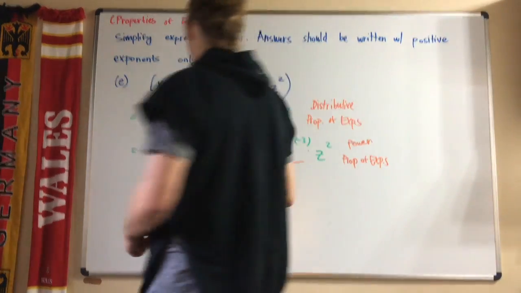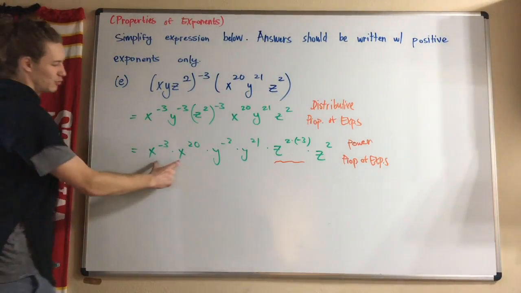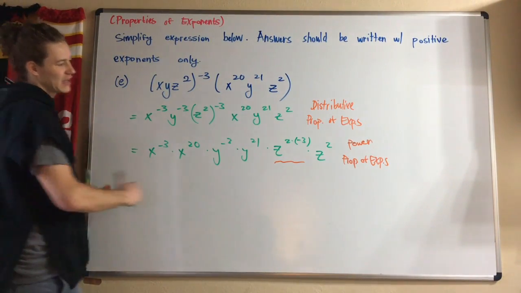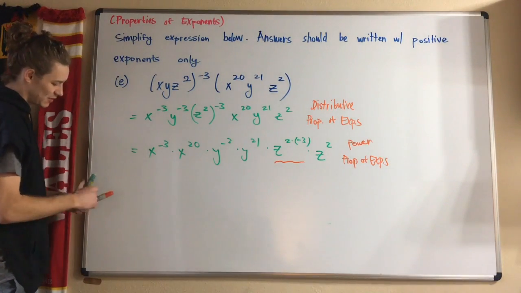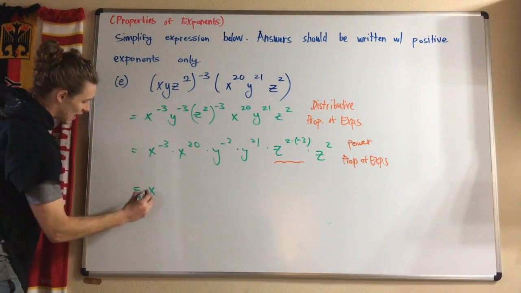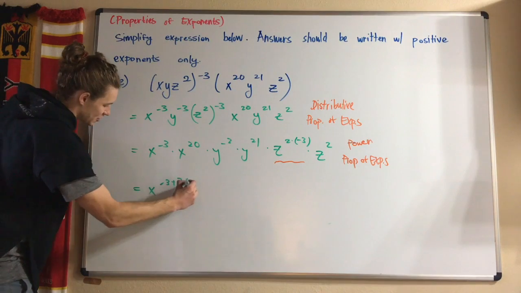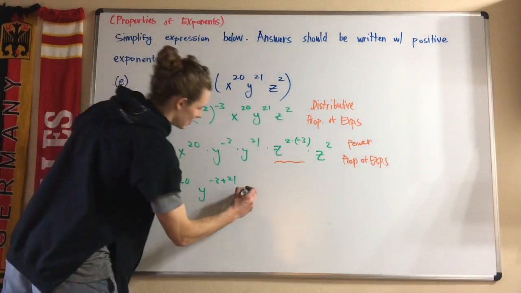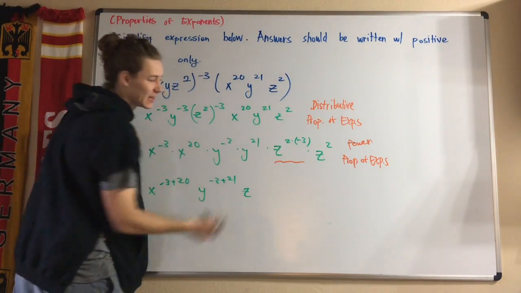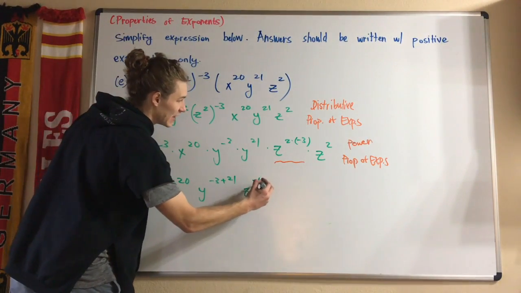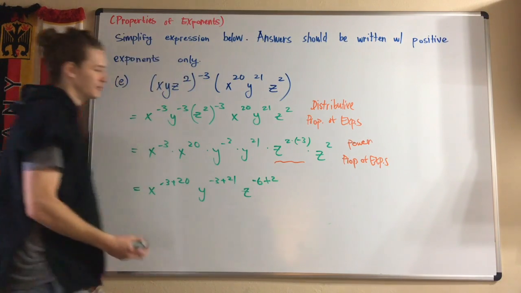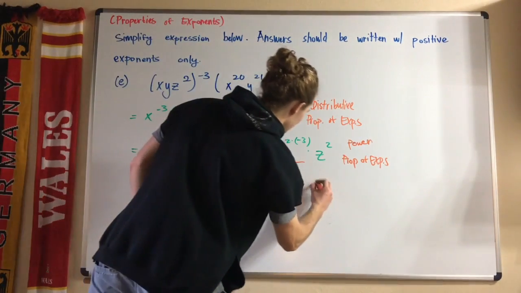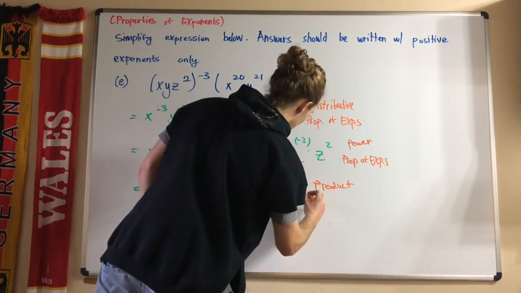Fantastic. What can I do at this point? Well, notice that I have all these products of powers. Let's combine those three products. We'll have to do a little bit first with the z's before we can combine them. But notice we'll have here x to the negative 3 plus 20, y to the negative 3 plus 21. And I'll write the in-between step here: we know that 2 times negative 3 is negative 6. So this would be z to the negative 6 plus 2. Okay, so how did we do that? We did that by the product property of exponents.